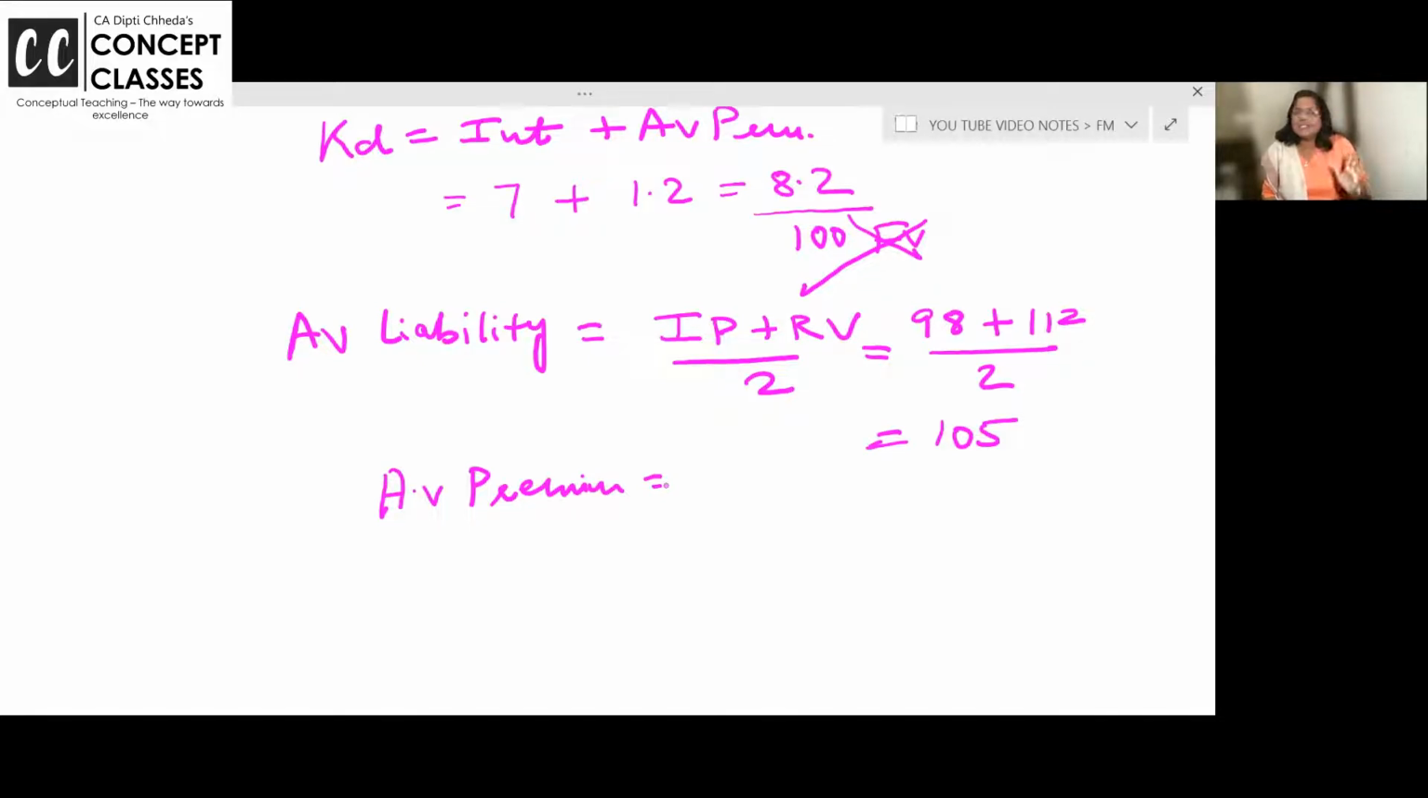KD is this. Yes or no? Now, average liability is clear. I'm getting 98, I'm repaying 112, divided by 2 is what I'm using. Now, average premium.